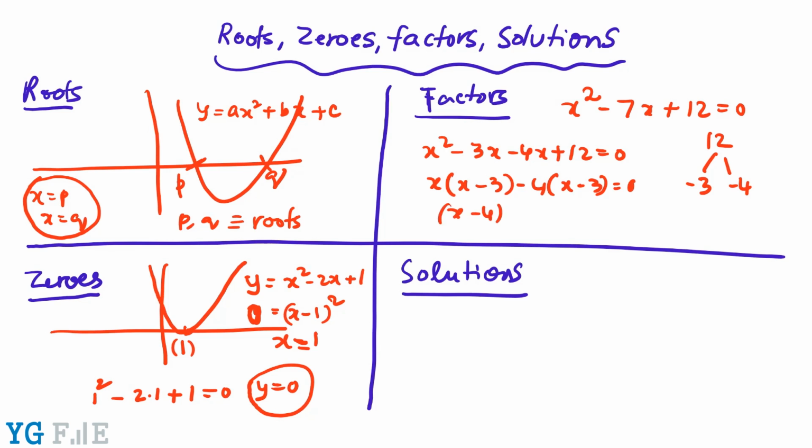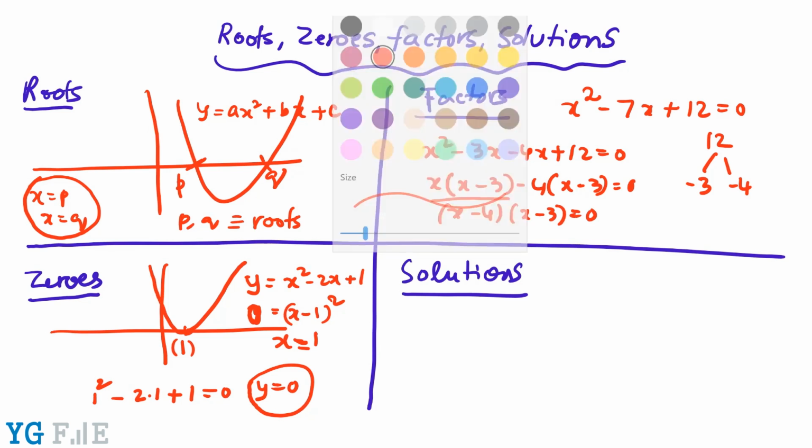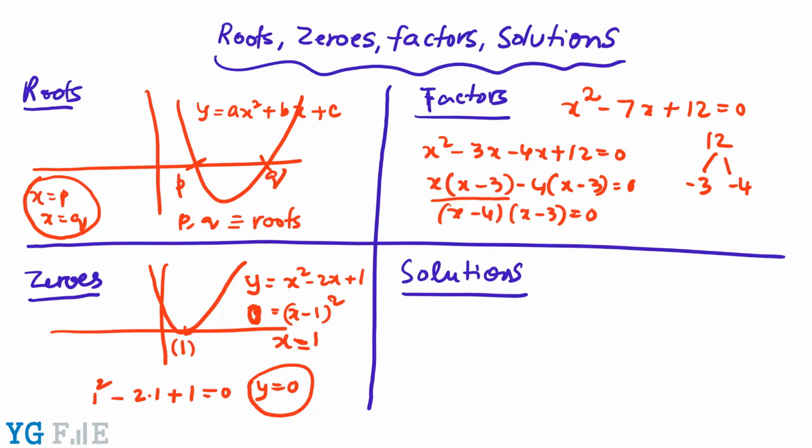Let us check once again. So we have 12. Okay, so x minus 3 equal to 0. So these two terms, x minus 4 and x minus 3, are called factors.